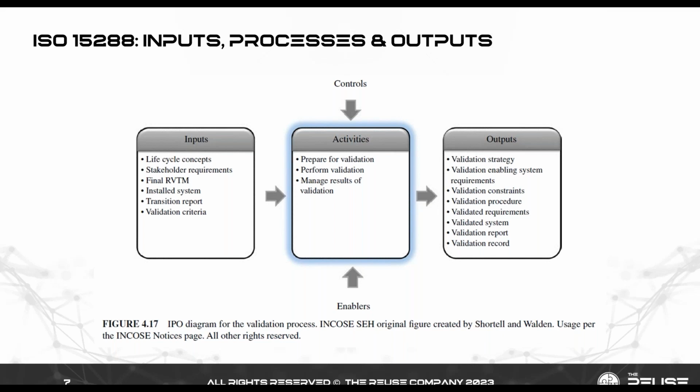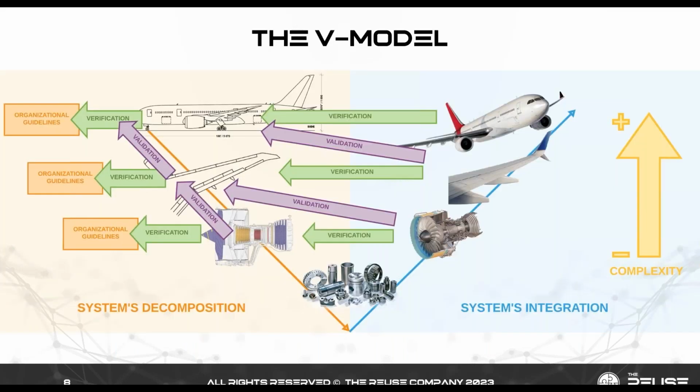But for the sake of the presentation, I'm going to focus on the IPO, the inputs, processes, and outputs, and specifically the activities here. The processes are going to be prepare for validation, perform validation, and then manage the results of the validation itself. This is going to be very important. We'll get into more information later, as it is going to be basically the structure of the presentation. So we're going to see how to perform all these different processes. We're not going to get into too much detail regarding the inputs or the outputs, but mainly the processes themselves.